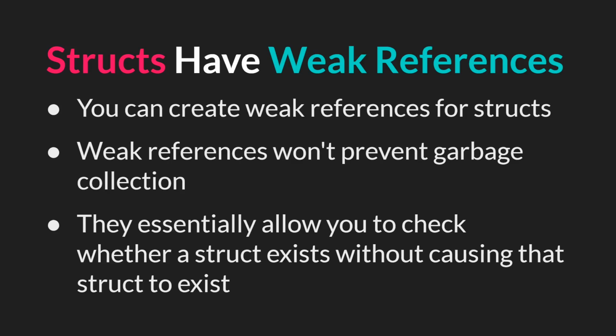But this creates a problem. Let's say you want to know whether or not a struct exists. Well, to know whether or not a struct exists, you have to have a variable pointing to that struct. But as soon as you have a variable pointing to that struct, GameMaker won't delete that struct because there's a reference to it. So weak references essentially create a pointer to a struct that won't prevent the garbage collector from destroying the struct and garbage collecting it. But with that, let's switch over to GameMaker and see some examples.